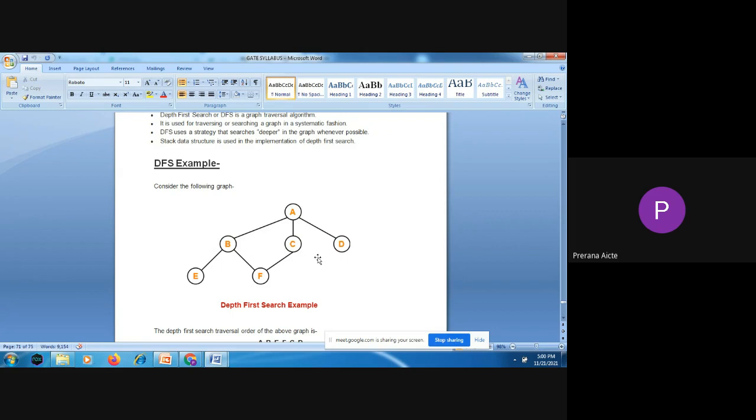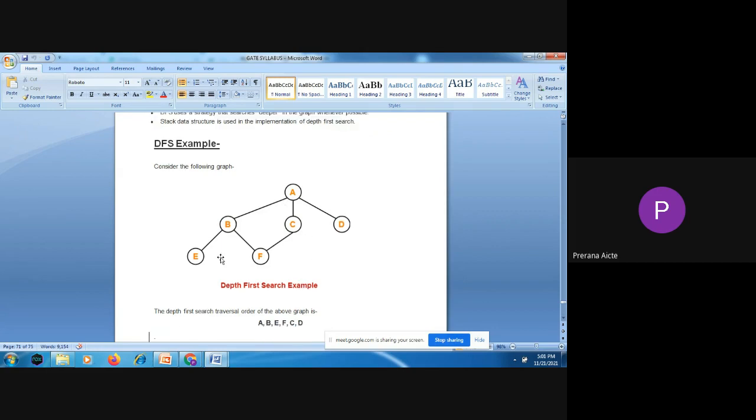But coming to DFS, you will choose only one of its adjacent nodes. So A ki BCD adjacent, but you will select only B. If you follow lexicographical order or alphabetical order, so for A you will select B, and for B adjacent nodes are E and F, but you will select only one of its adjacent, E. Now at E there is no other adjacent, so what you have to do means you have to move back to its previous node, so that backtracking comes in DFS.